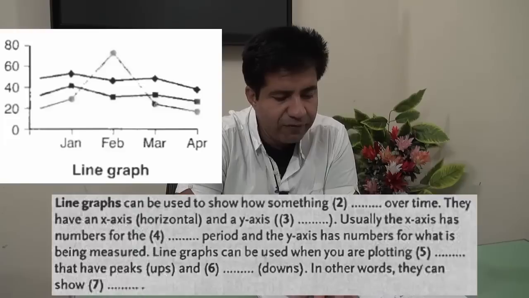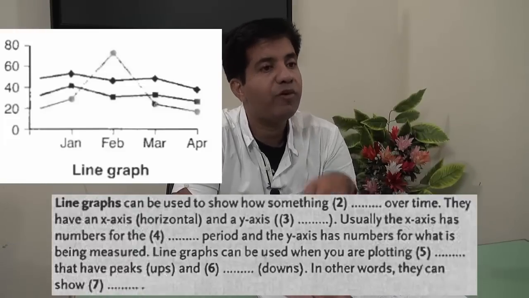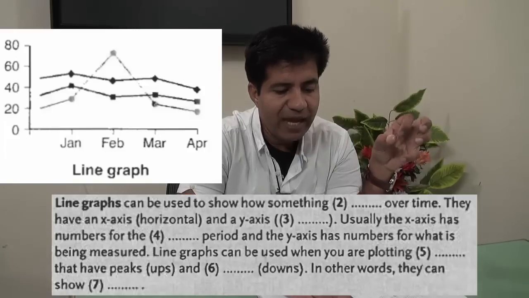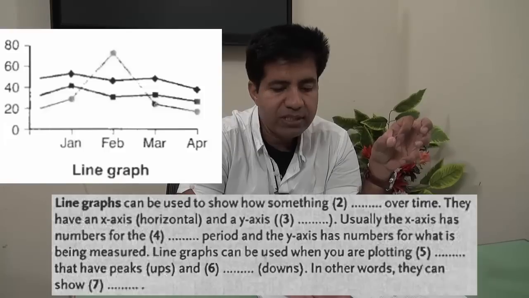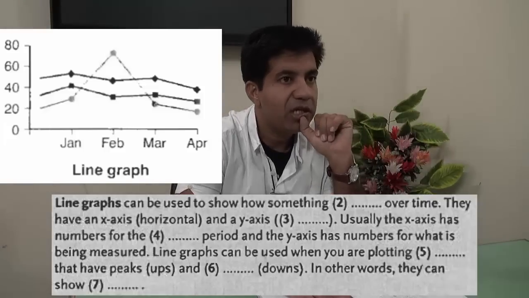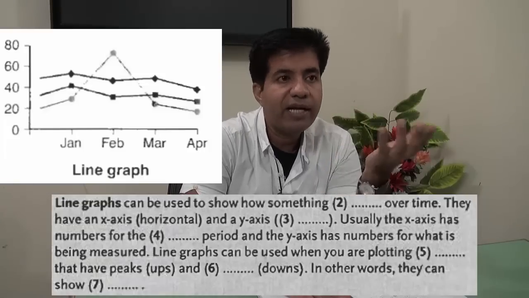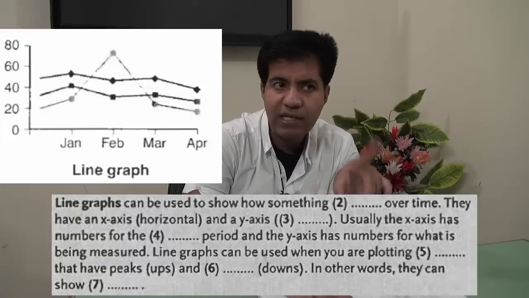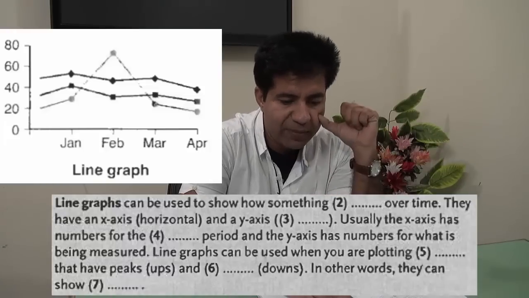Next, line graph. Line graph can be used to show how something changes over time. The word changes will come. So line graph will tell us about the change. Now this is again important for you that you understand. Pie chart will tell us the percentage. Line graph will tell us how something changes over time.